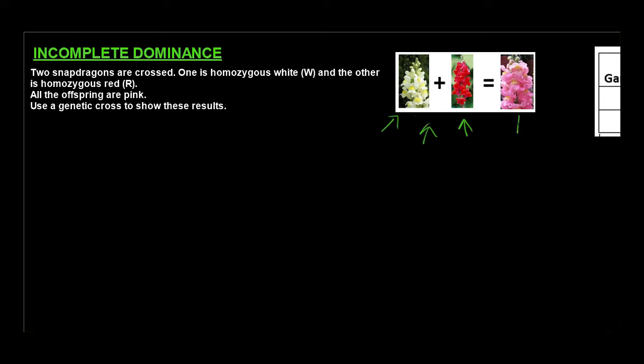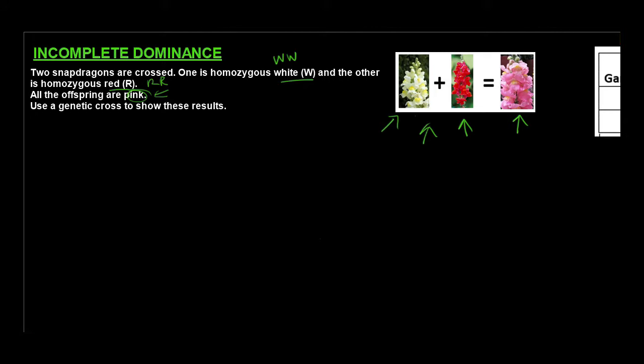All offspring are pink. Now, how on earth does that happen if the parents are white and red? They're homozygous white, which means they look like that, and homozygous red, which means they look like that. So how on earth do you get to pink? And then they want to know, use a genetic cross to show these results. How did we get to pink?